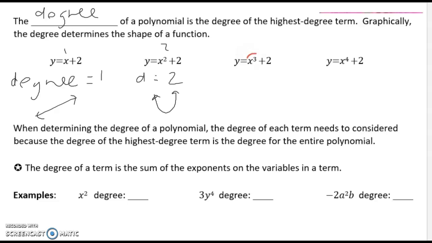The next one, we have a degree of 3, or an exponent 3. Okay, so that means it has a degree of 3. And that means it's cubic, so it'd have a shape that looks like this.